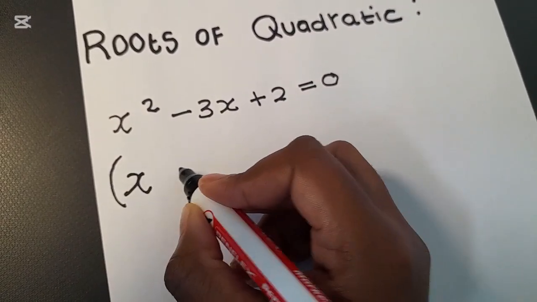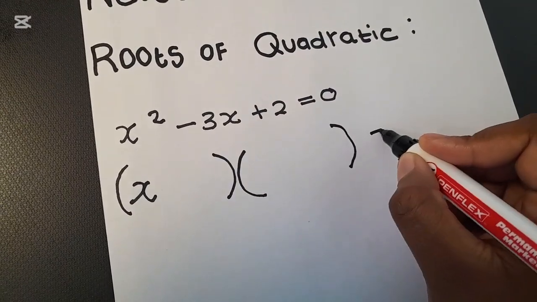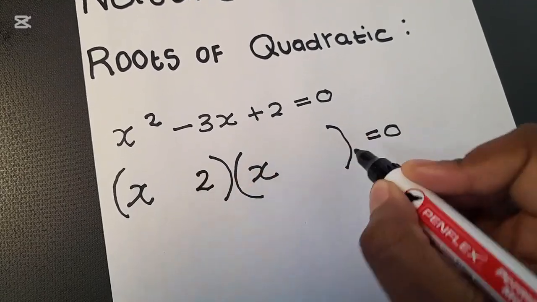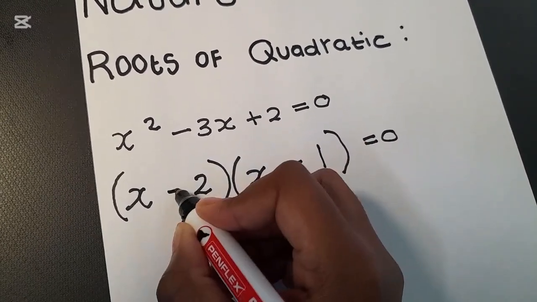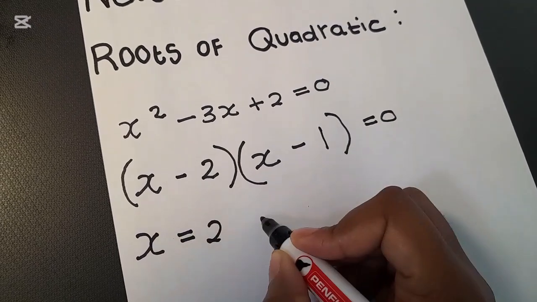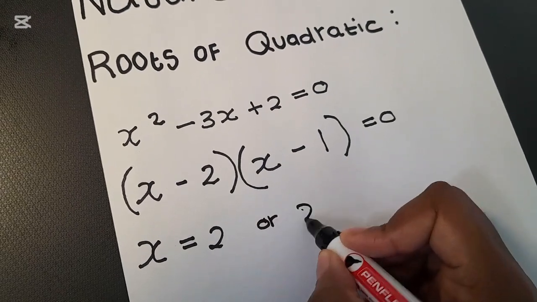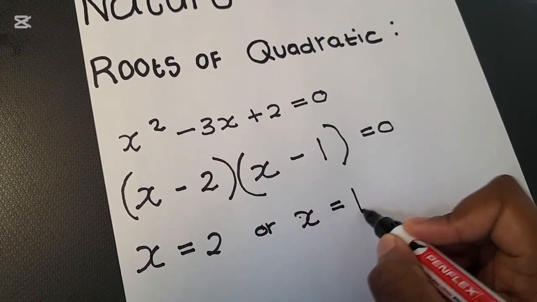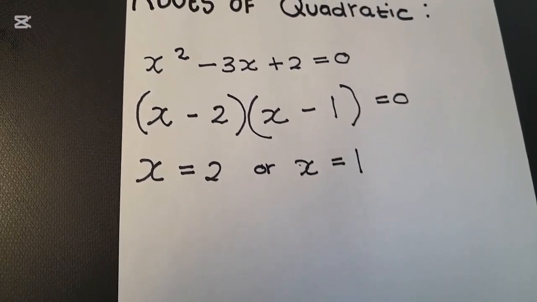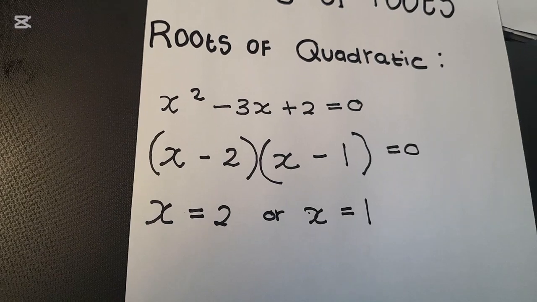the factors of 2, which are suitable for this equation, and we know very well that the suitable factors are 2 and 1. So x is going to be equal to 2, or x is going to be 1. So after we've done this, we can already see that our solutions here are 2 and 1.